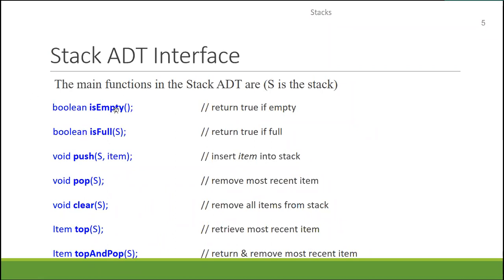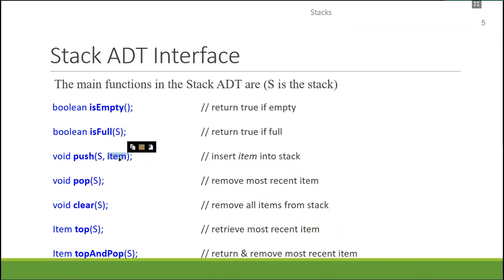Boolean isEmpty returns true if the stack is empty. You can check whether your stack is empty or not with this function. Then isFull checks whether your stack is full or not. Let's assume we are using a stack having 10 items. Then void push adds items to the stack, using the name of the stack and the item that you want to push. It can be an integer, an object, a string. The item can be anything.